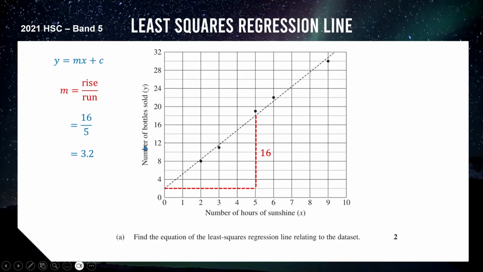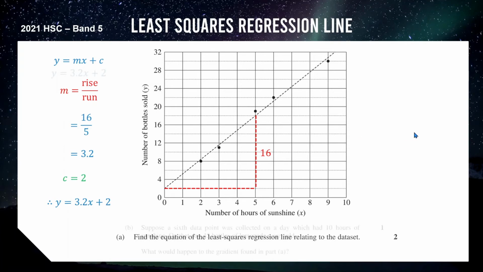Now, for your y-intercept, the c, where is this dotted line passing through the y-axis? Well, it's going through right here, which is at y equals 2. So our c value for our y-intercept is 2. And so these are the 2 numbers that we are putting into our equation and writing our line as y equals 3.2x plus 2. That is the equation of the regression line for 2 marks. And that is the question that a lot of people struggled with a few years ago.